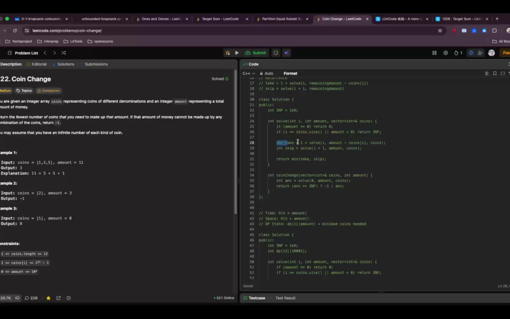When I'm taking the coin, I have 1 plus the function call, where I pass the same index, because I'm taking it and I can take it multiple times. So I subtract the coin from the amount and pass the coins as they are. Then I plus 1 when I'm not taking, so that I skip this coin and go ahead. At the end I return the minimum out of both of them, take and not take.